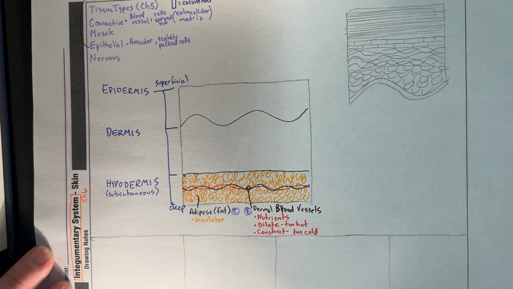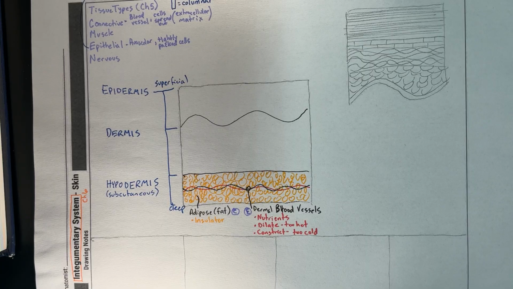So dilation will get that hot blood to the surface so that your body can radiate heat more efficiently. Constriction will keep the blood more towards the core, so you're losing less heat. That's all the structures we have to really keep track of in the subcutaneous layer. Let's move up to the dermis.